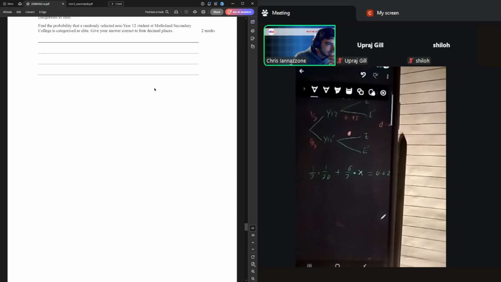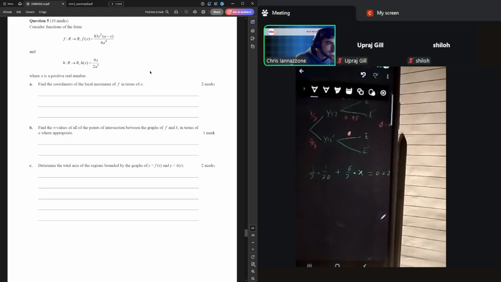And that's the probability section. Awesome. Anything further to clarify, let me know. Otherwise, we can start working on question 5. Back to some functions and relations stuff, maybe even a bit of calculus, actually.